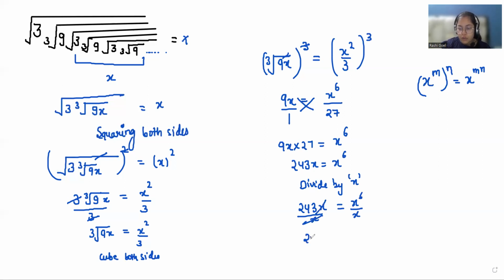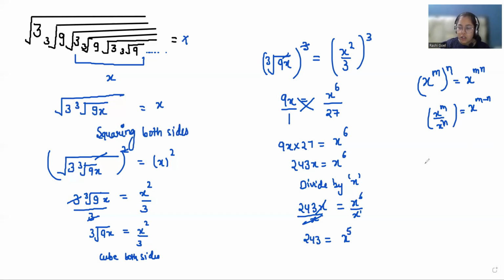This x removes, so 243 is equal to, according to the rule, x power m by x power n, we can write it as x power m minus n. So x power 6 minus 1, that is 5. So we have x power 5.